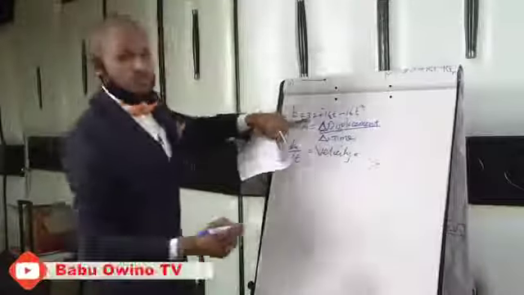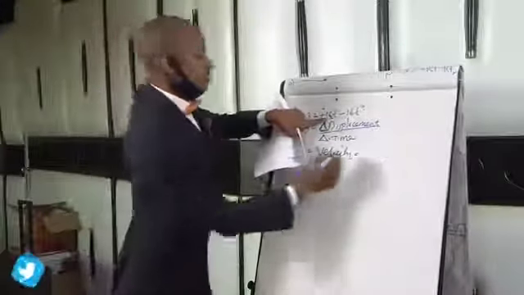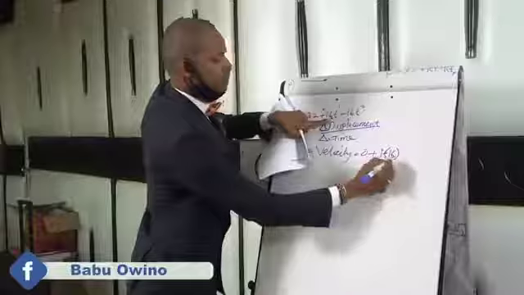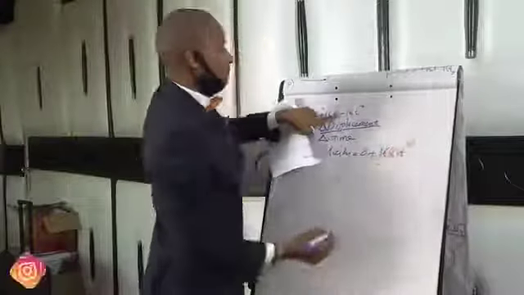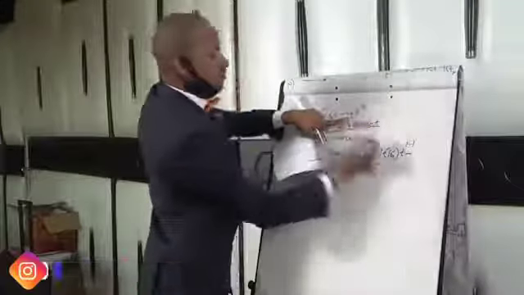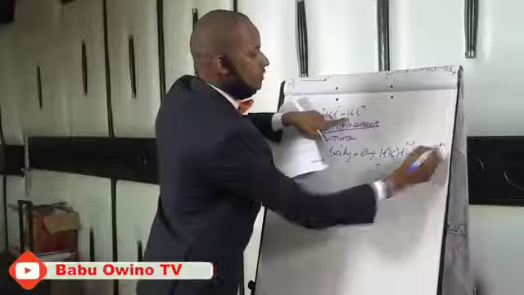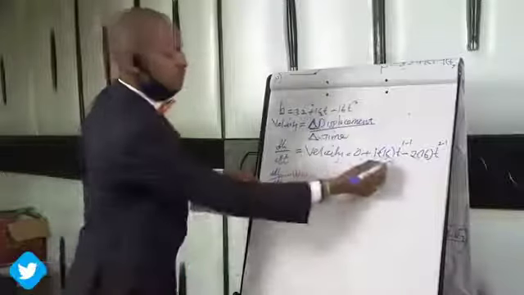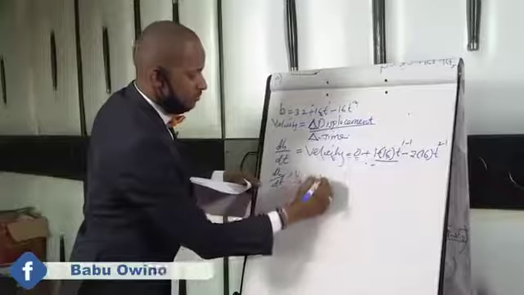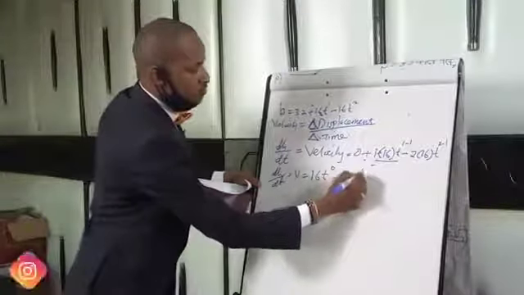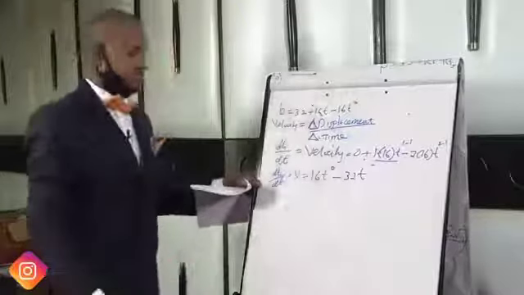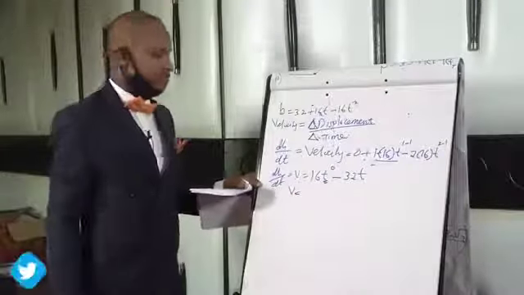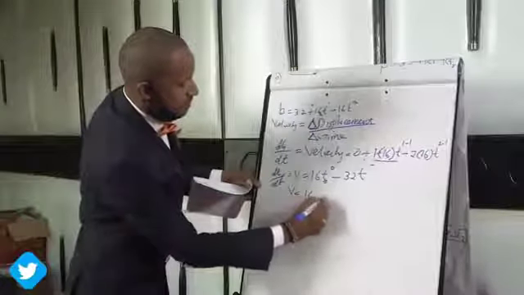So when you differentiate 32, you get 0. Plus, when you differentiate 16t, you drop 1 down. That is 1 into 16, you multiply by the constant, then t to the power 1 minus 1. Minus, you drop 2 down. That is 2 into 16, t to the power 2 minus 1, you subtract 1. Now dh/dt, which is our velocity, equals 16t to the power 0 minus 32t to the power 1, which is still the same as 32t. Any number or letter raised to power 0 is 1. Therefore, velocity is 16 minus 32t.